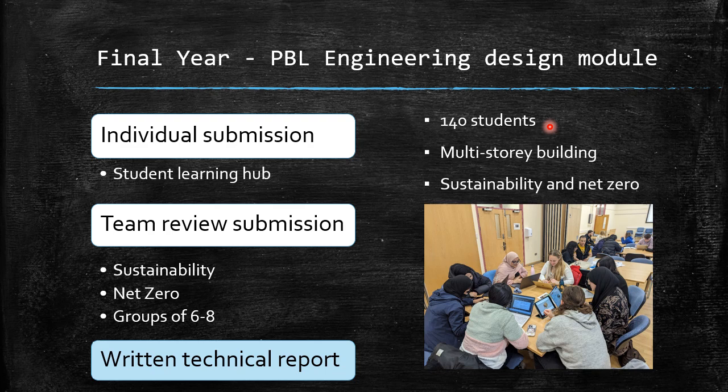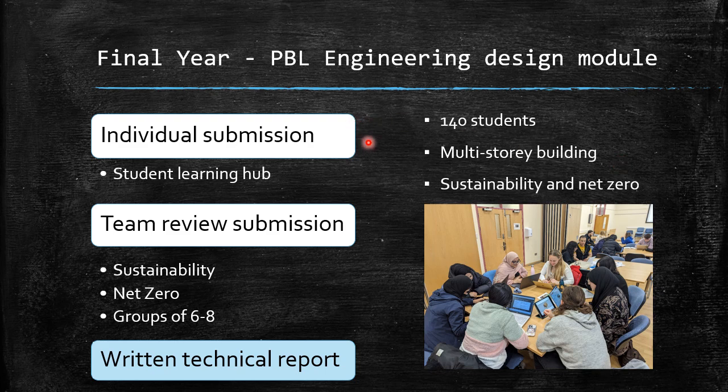It has about 140 students, typically aged 20, 21, 22, but there is a mixture. They're designing a multi-storey building, and it really concentrates on sustainability and net zero principles, using materials that they haven't really come across until this year, mostly timber, masonry, glass, alternatives to the majority of buildings in concrete and steel.